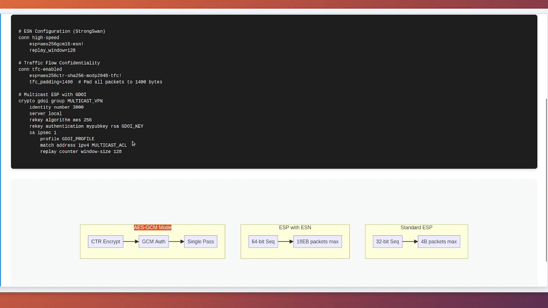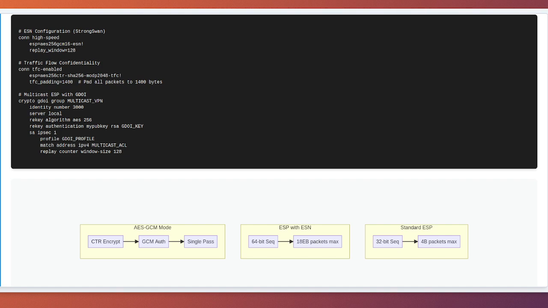AES-GCM uses CTR mode for encryption combined with a Galois field multiplication for authentication, achieving near line rate speeds with hardware support. ChaCha20-Poly1305 offers an alternative for systems without AES hardware acceleration, providing excellent software performance especially on mobile and embedded devices. Multicast ESP extensions enable secure group communication over IPsec.